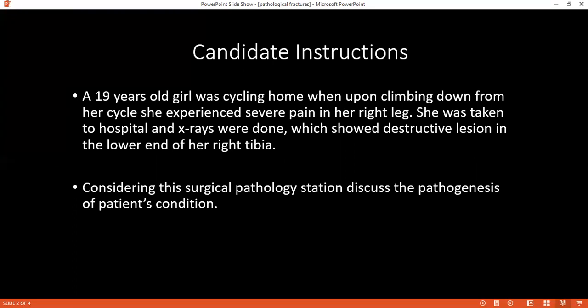Right. So if you have read and understood, kindly tell me what is the pathogenesis of this patient's condition? There's no history of trauma. I think he most probably has a pathological fracture. Yes, very good. Can you tell me the pathogenesis of pathological fractures? How do they take place? Pathological fracture is a weakness of the bone itself.